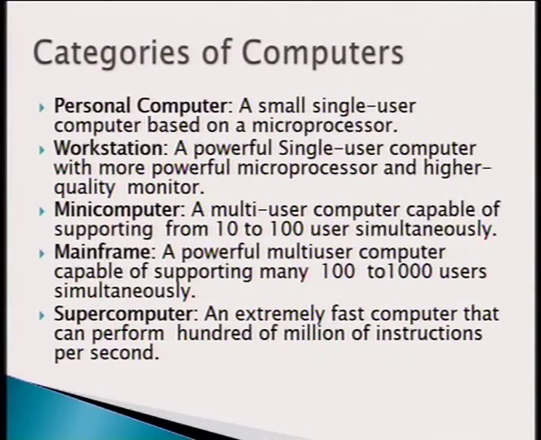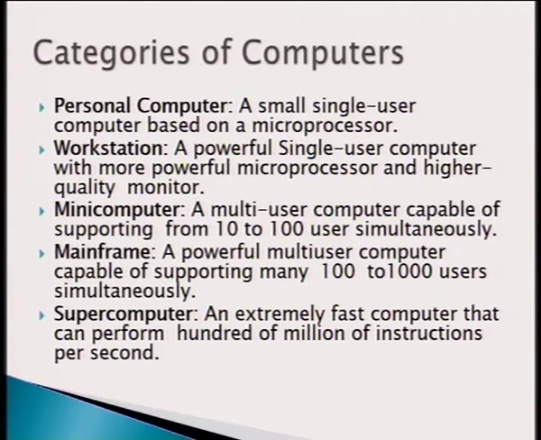We've got a mini computer. It's a multi-user computer capable of supporting 10 to 100 users simultaneously. So this one has a lot of processing power, because more than 10 users can use it at a time. The mainframe computer is a powerful multi-user computer capable of supporting many, like 100 to 1,000 users simultaneously. And then a supercomputer is one of the fastest computers, which can support hundreds of millions of instructions per second.